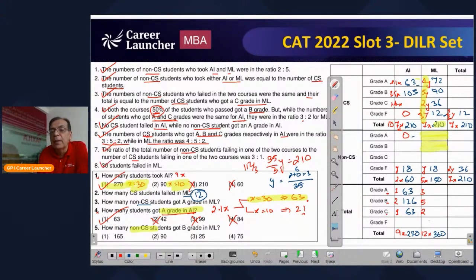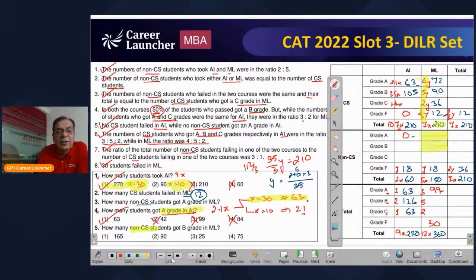30 students failed in ML. This is 30. Okay, so if this is 30, 3:5:2, what is left? These three have to be a total of 330. 330 plus 30 is 360. So if these three have to be 360, what will this one be? 30% of 330 is 99.